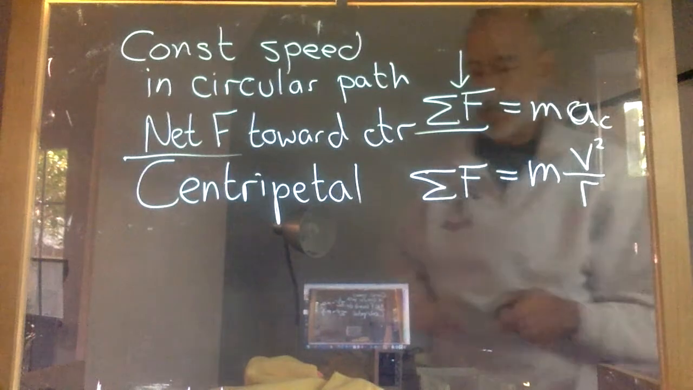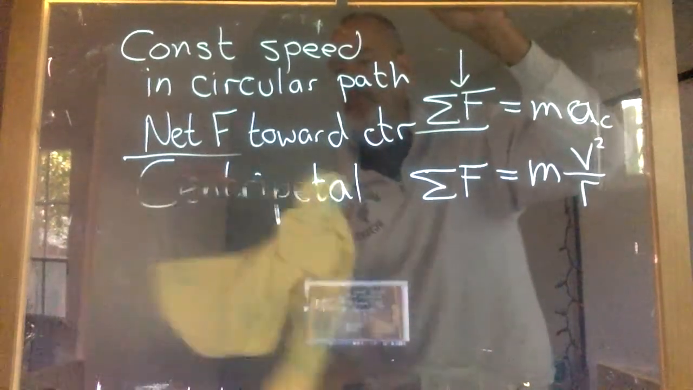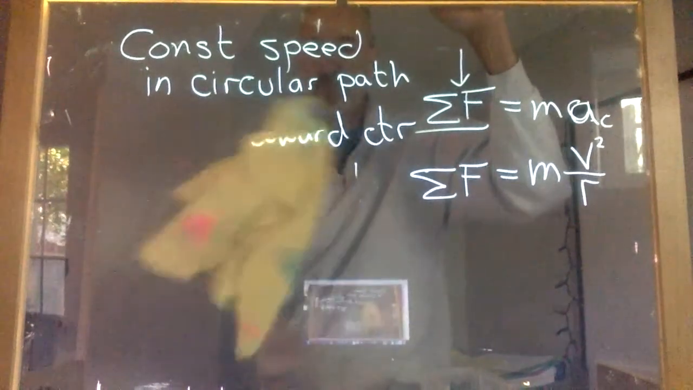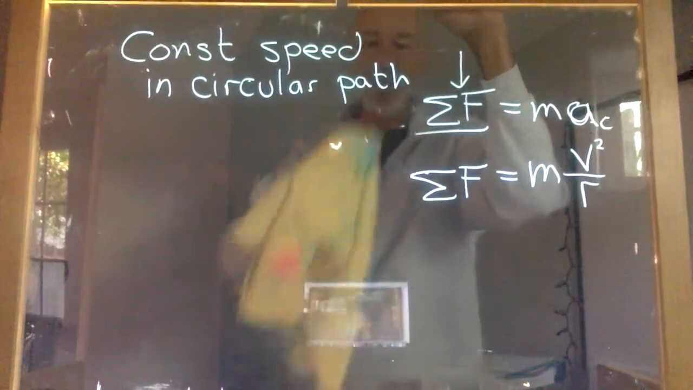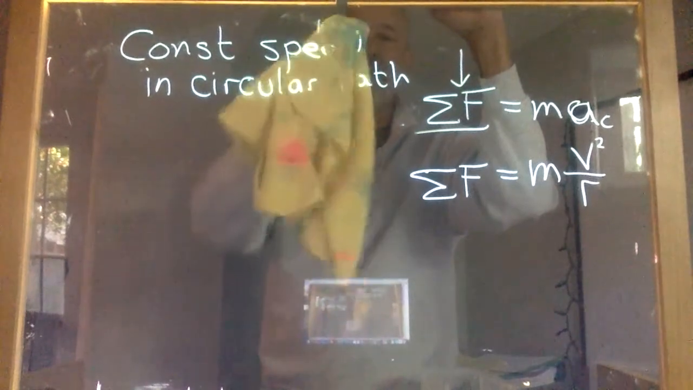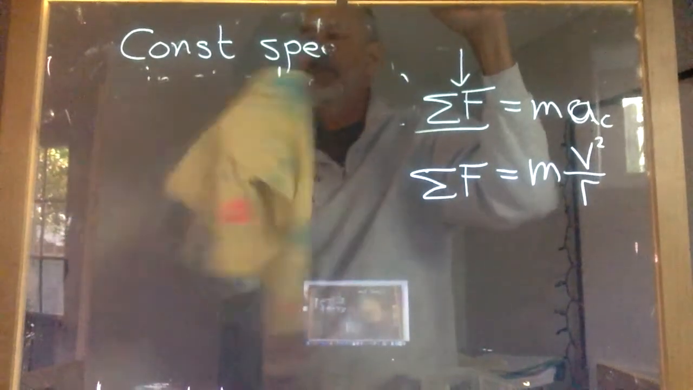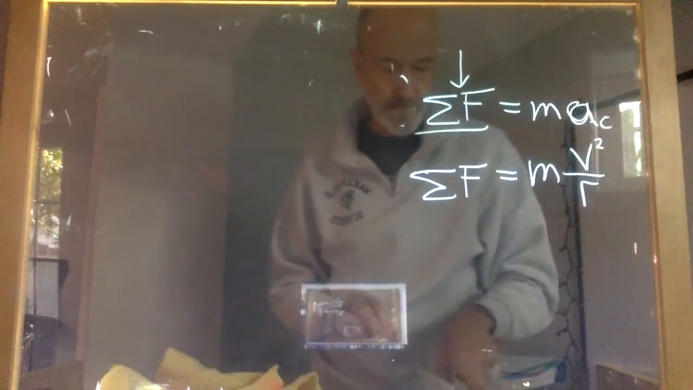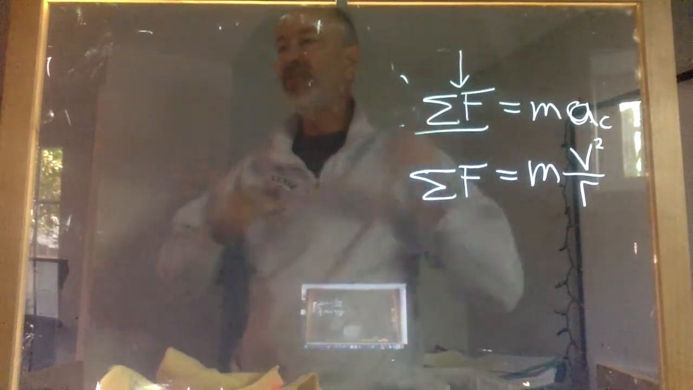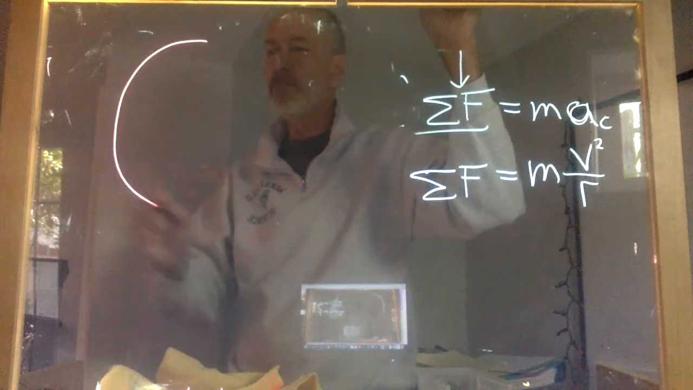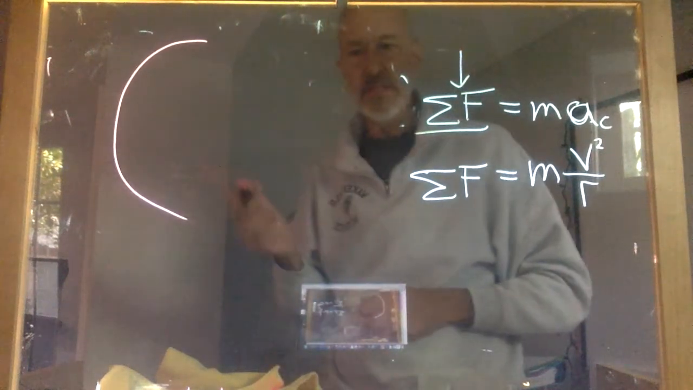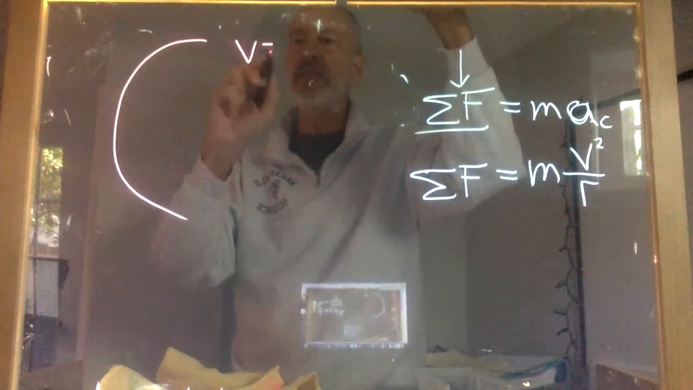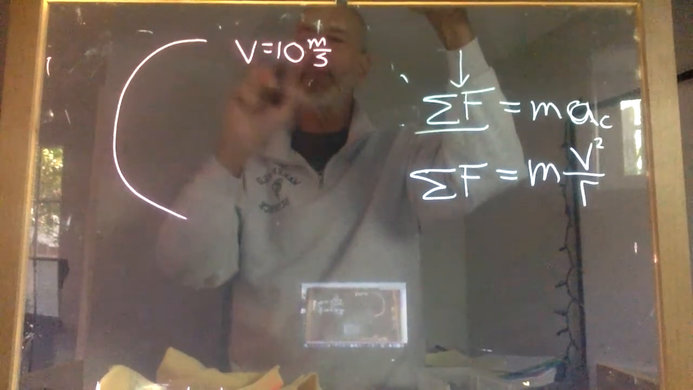Okay, let's do a problem. I've got a car going around a circle. And that car is traveling 10 meters per second. There we go. Car traveling in a circle. It doesn't have to be a full circle, by the way. It just has to have a circular arc. And it's going at v equals 10 meters per second, and I'm going to put that as magnitude.